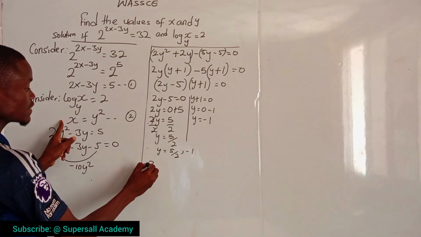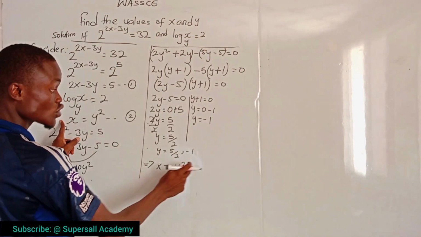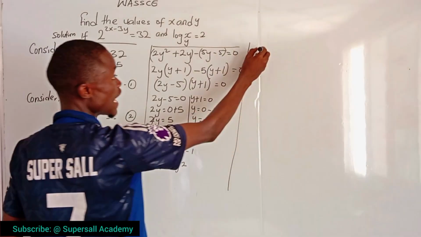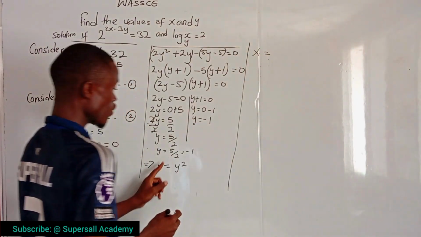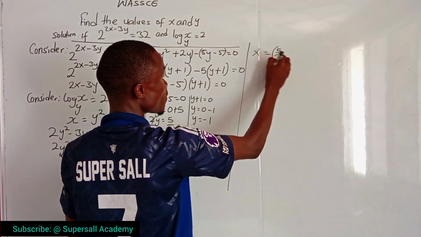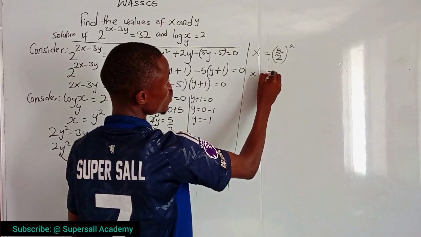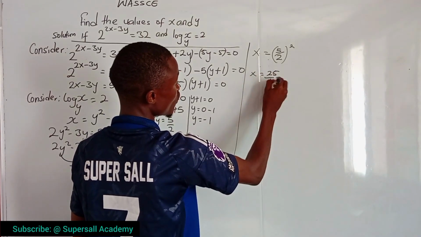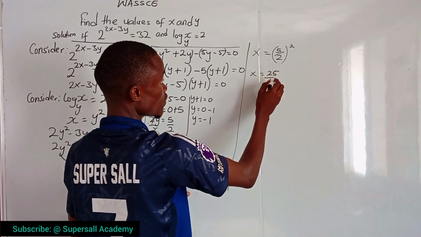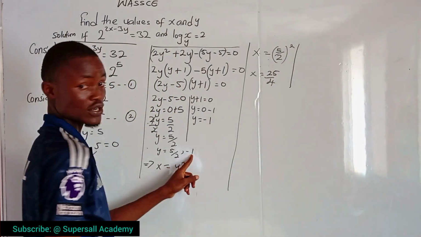But we have x as what? X equals y square. So we say x equals the first value for y, which is 5 upon 2, but it is raised to the power 2. So this will give us 25 divided by 4, because 5 raised to the power 2 is 25, and 2 raised to the power 2 is 4. Right?